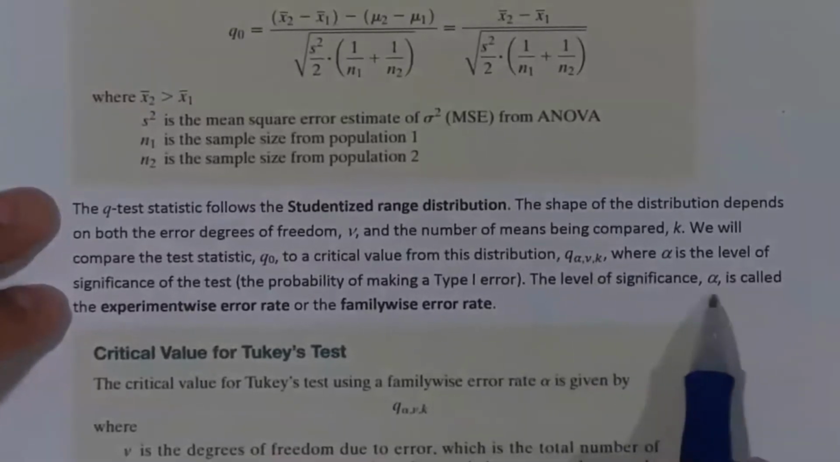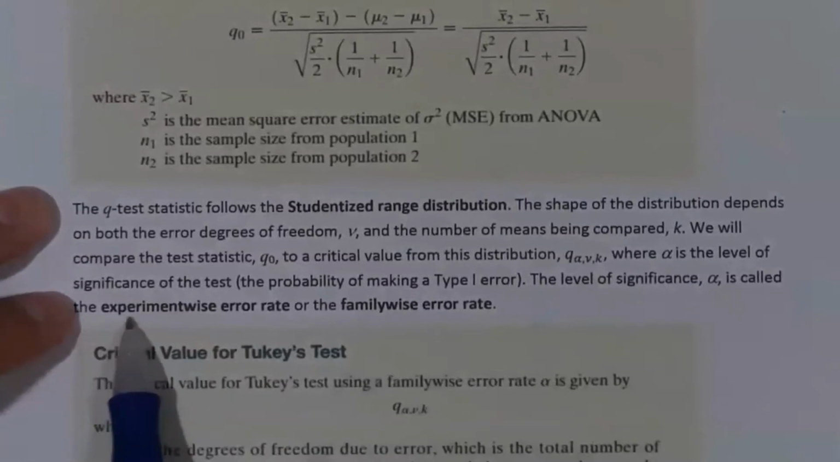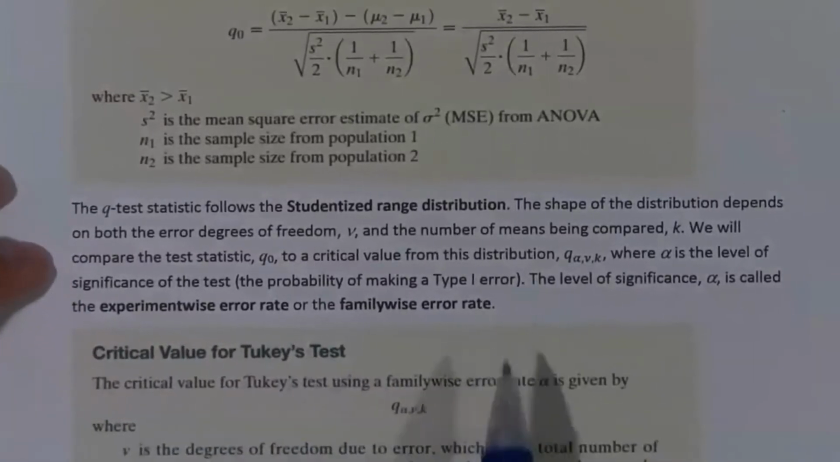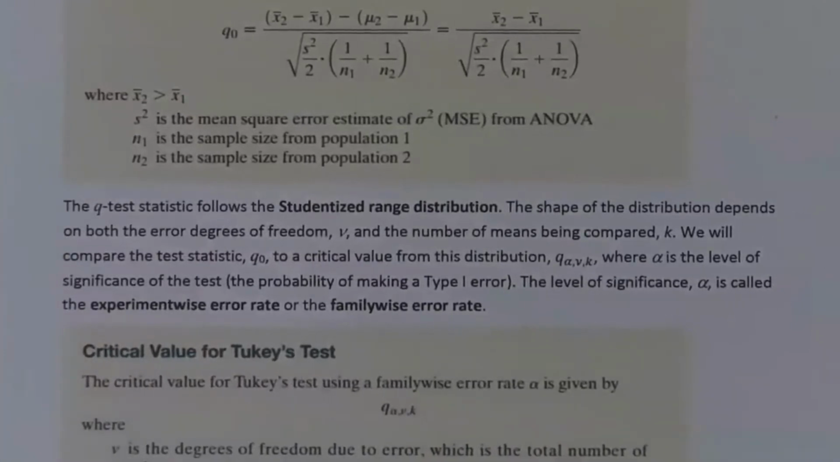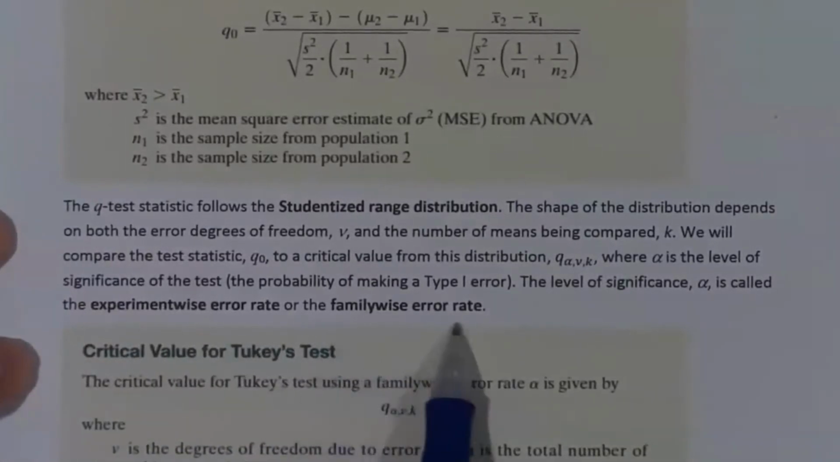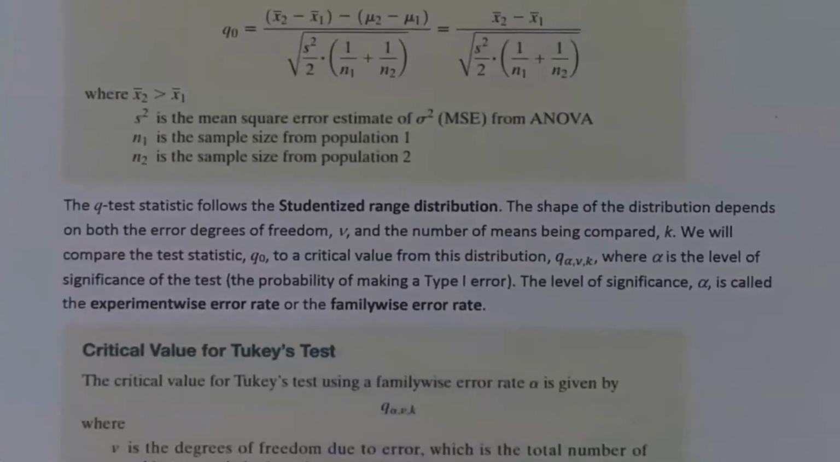The level of significance alpha is called the experiment-wise error rate or the family-wise error rate. So for these problems, instead of saying use a level of significance of alpha, it's going to say use an experiment-wise error rate or use a family-wise error rate. So that's alpha, which is still the level of significance. It just has a different name for Tukey's test.